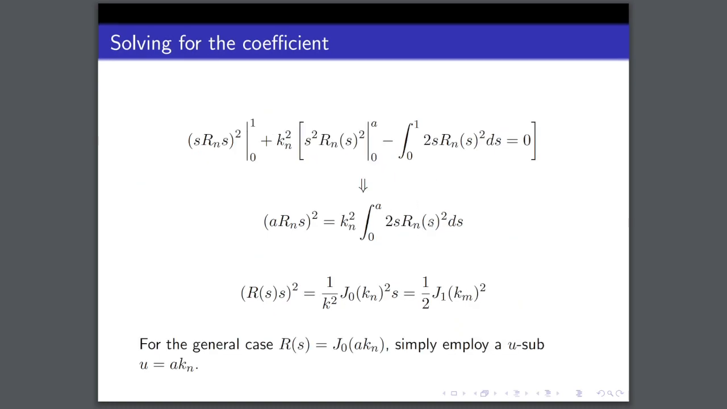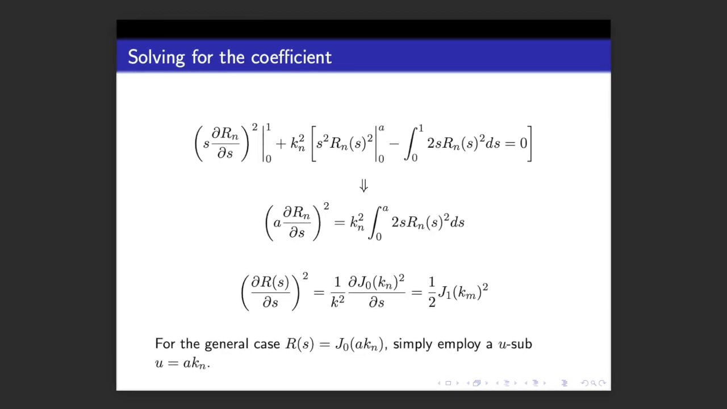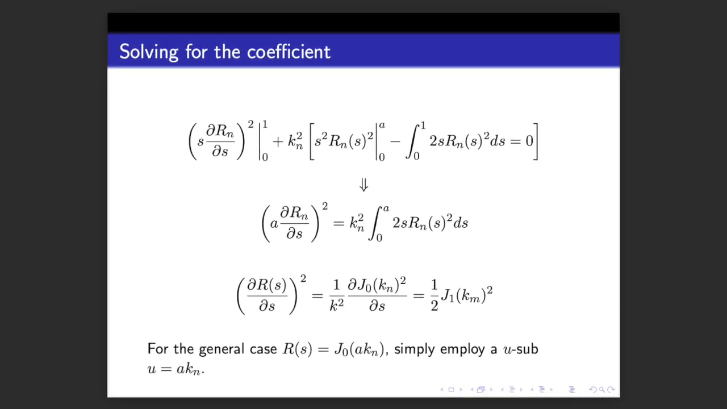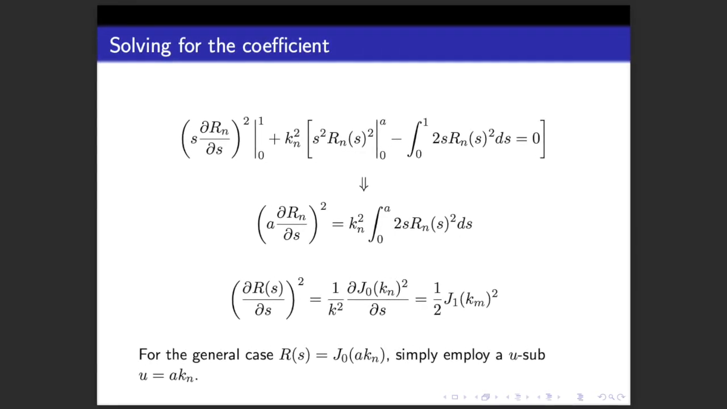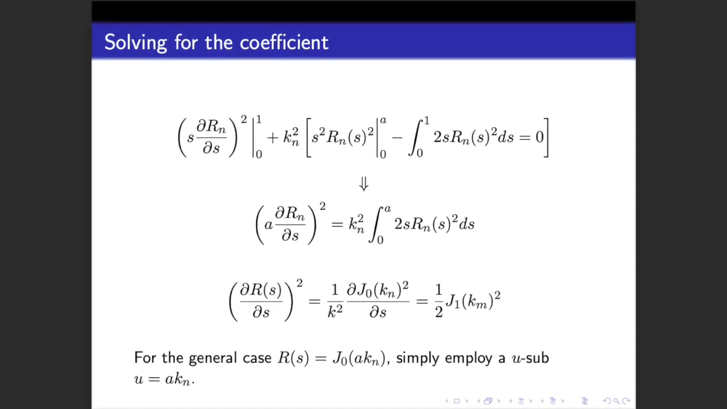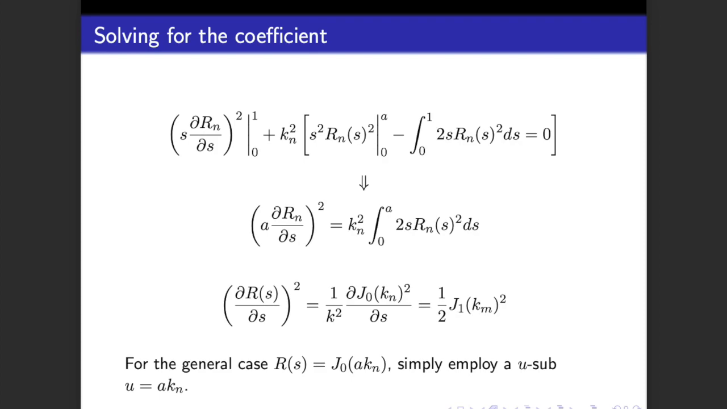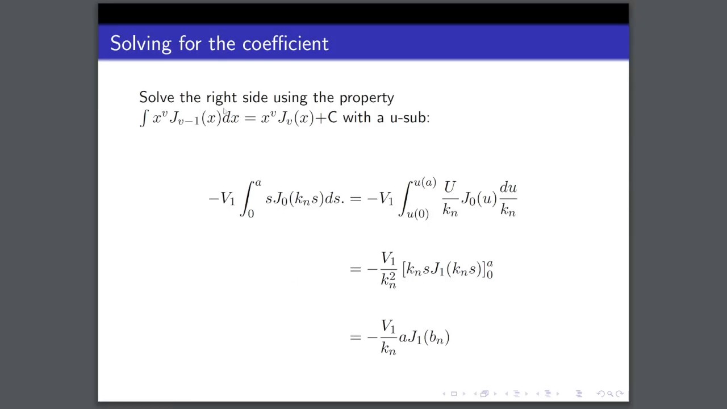S times our, we'll convert to the Bessel function. We then solve the left side of this function, a r sub n s squared, to equal all of this, what you see over here. For the general case, r of s is equal to our Bessel function, Bessel function sub 0 of a k sub n, and you simply apply a u substitution where u is equal to a k sub n.